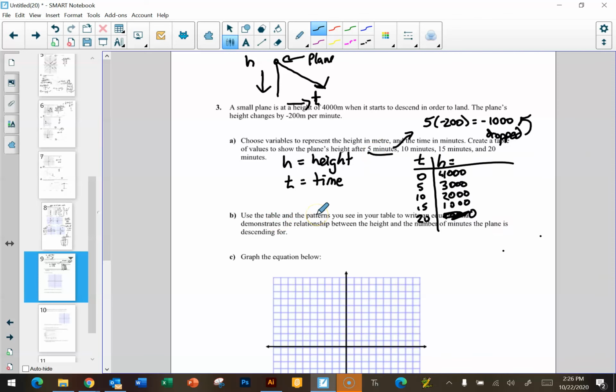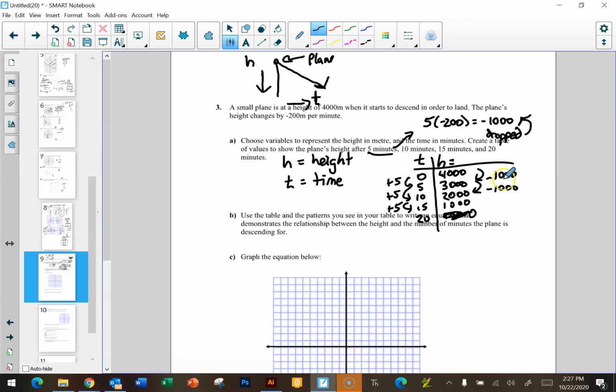Using the table and the patterns you see in the table, write an equation. Well, this is negative 1,000 every jump, and that's consistent. And over here, we're plus 5. This is one of those equations, and we don't see them very often, where the left side isn't going up by 1. It's actually going up by 5, so when we make our equation, we have to take that into account. I showed you a little trick, and this is just a reminder of that trick.